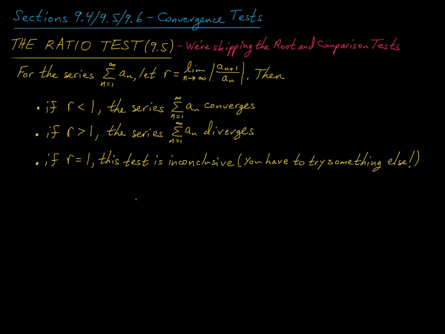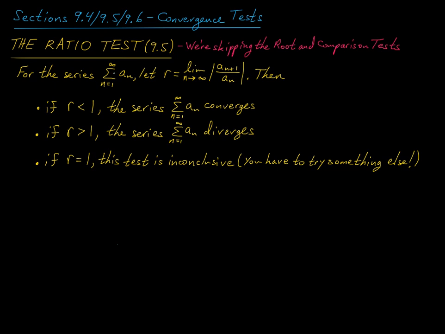All right, the next convergence test we're going to consider is the ratio test. And you'll find this in section 9.5 in our textbook. And a note here, we're going to skip the root test and the various comparison tests that you'll also find in this section. We're only covering the ratio test here.